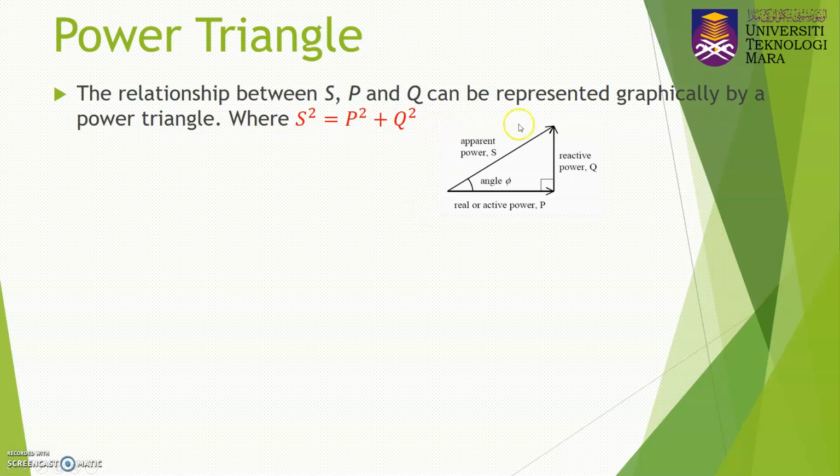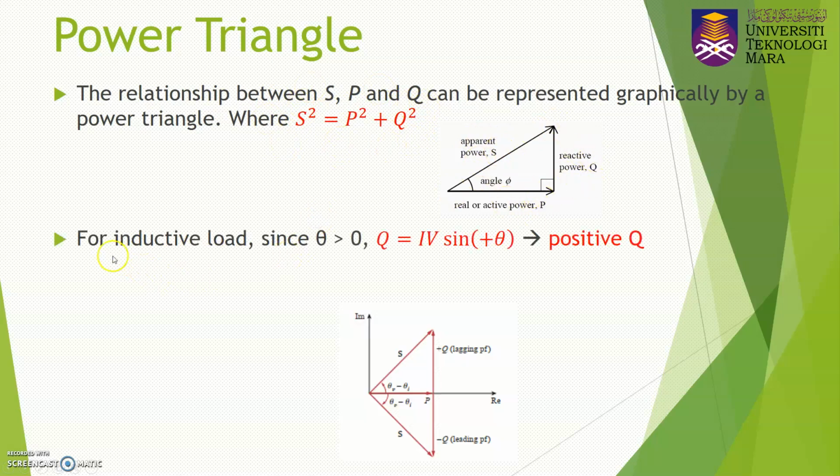So this is the power triangle where you have P at your real side. And for the imaginary side you have Q, because you know Q is the imaginary power. So this is your real power here, and here you have the apparent power S. By applying trigonometry, you know that S squared equals P squared plus Q squared.